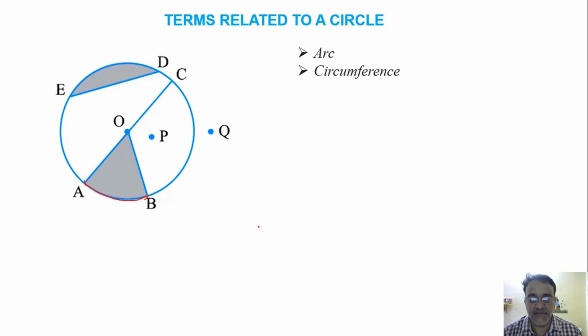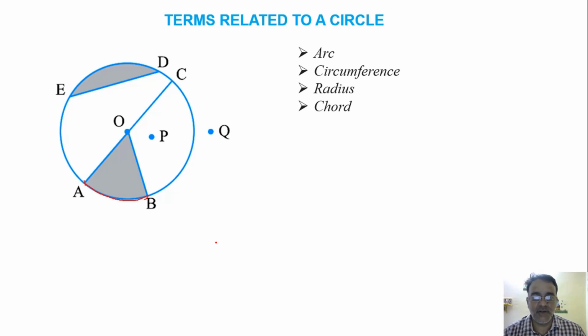Next one, circumference. What is the circumference of a circle? The perimeter of a circle. Okay, the perimeter of a circle is called the circumference of a circle, and it is equal to 2 pi r. Next is radius. What is radius? The line joining the center to any point on the circle. So here OB, OC, OA are the radius.